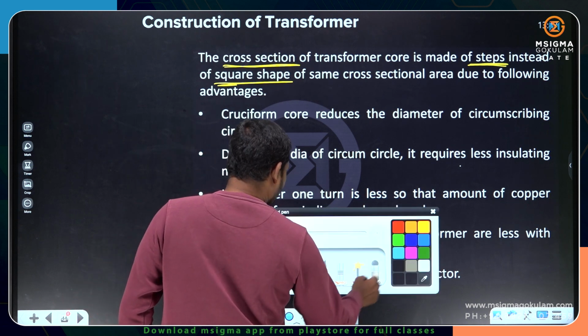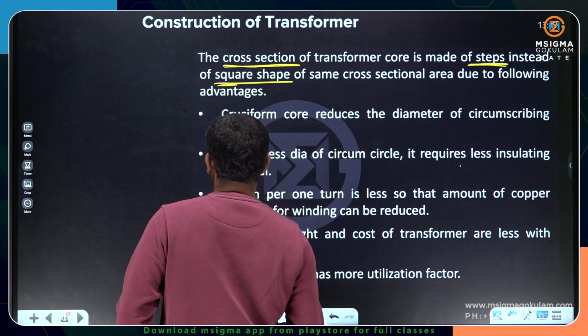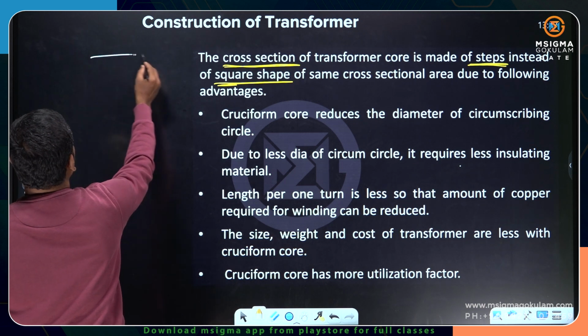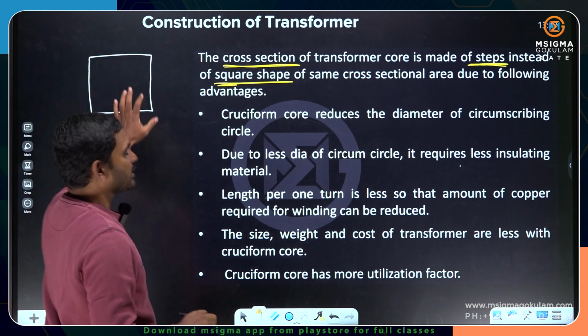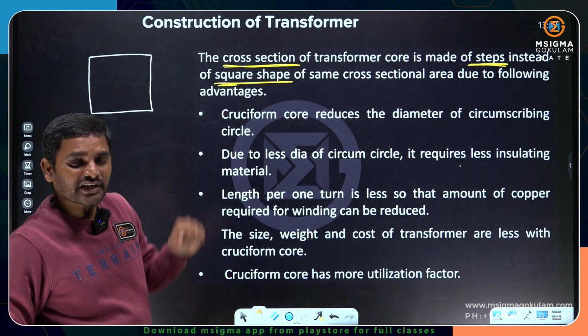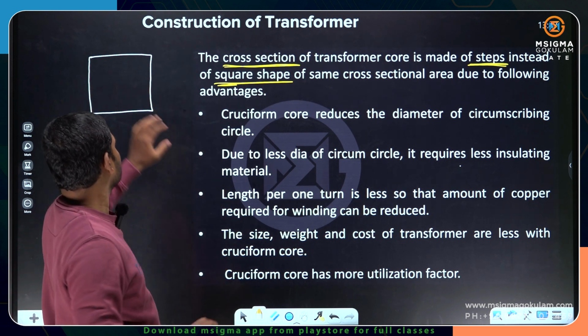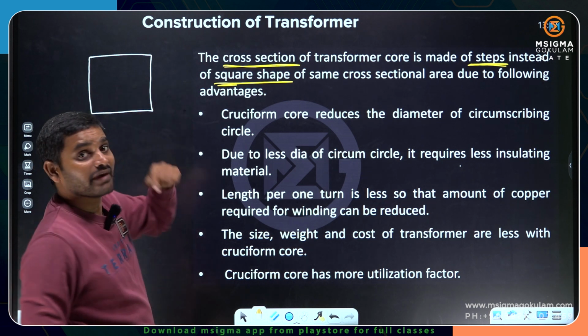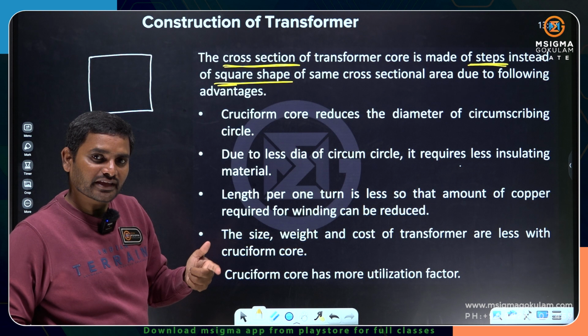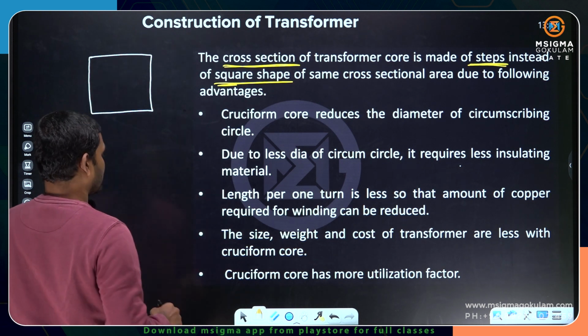Here I have a square shape core. If I have a square shape core, it will be like this. Now, if the core is there, what is the electric potential of the core? The voltage in the core is 0. Electric potential is 0, but it will have magnetomotive force. Magnetic potential will be there.